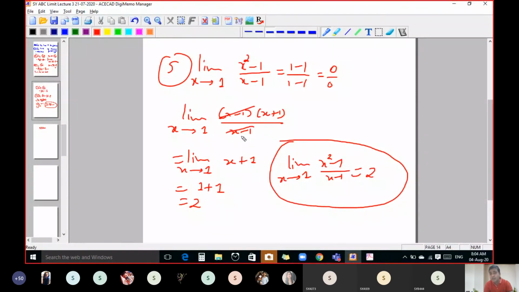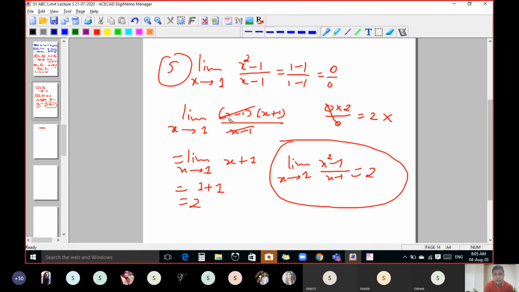Listen once again, be careful. We are not able to cancel this if x is 1. The reason is if we put 1 here, 1 minus 1 we get 0, 1 plus 1 we get 2. So 0 into 2 upon 1 minus 1, 0. And if we cancel this and write answer 2, then it is totally wrong. This is not valid. That is why the concept of limit comes.